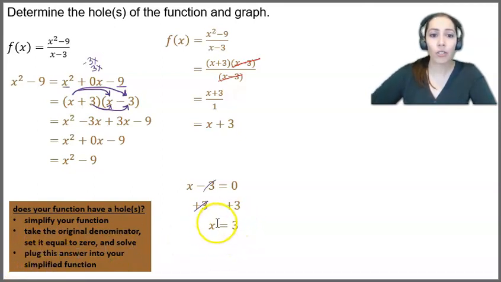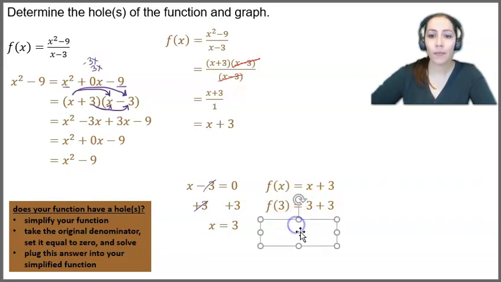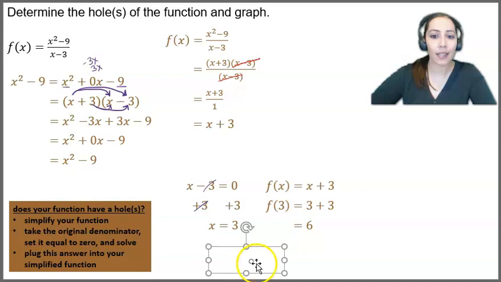Now the next step is to plug this answer into our simplified function. So when we took the original denominator, set it equal to 0, we got x equals 3. Now let's plug it back into our reduced original equation, which was f of x equals x plus 3. So anywhere there's an x, I'm going to put a 3. So f of 3 equals 3 plus 3. So our f of 3 equals 6. What that means is when our x is equal to 3, our y is equal to 6. That right there is our hole. So our hole for this one is the point (3, 6).